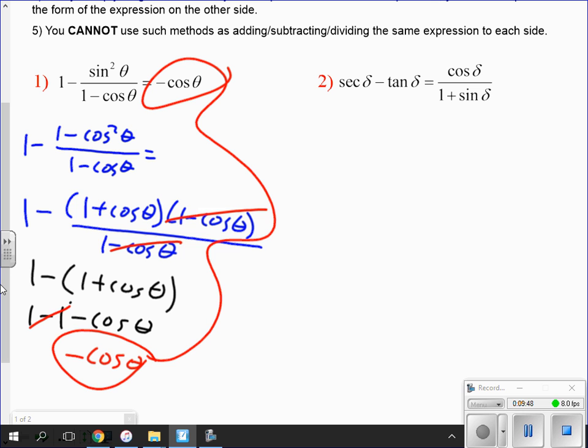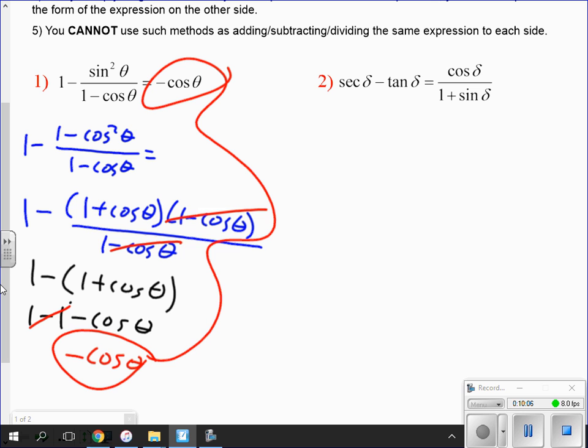Yeah, you just make one side look like the other side and you're done. That's the whole idea of proving an identity. You manipulate one side till it looks like the other side, using trig identities we know and have proven.